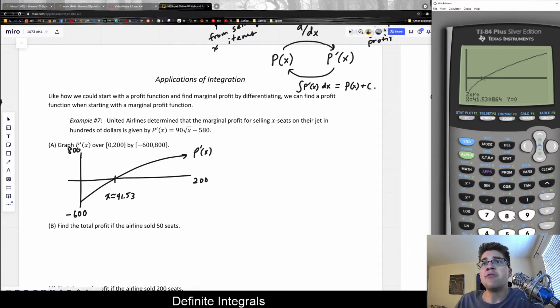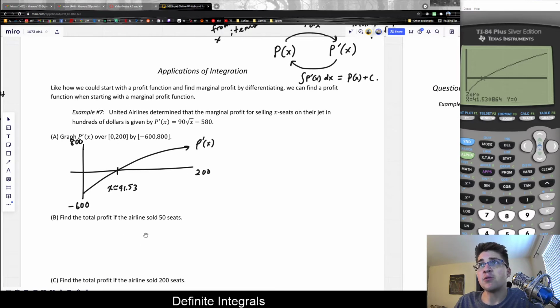But anyways, if we wanted to find the total profit having sold 50 seats, we'd want to go all the way up till 50. Basically, we'd need to figure out what is the area underneath the curve in this particular interval of time. And in the last couple videos, I talked about how area underneath the curve will actually come out as negative.